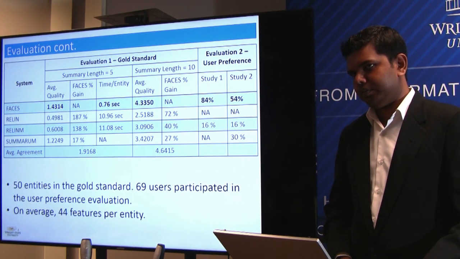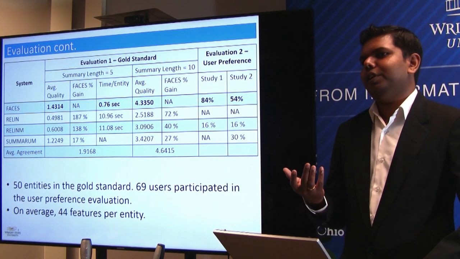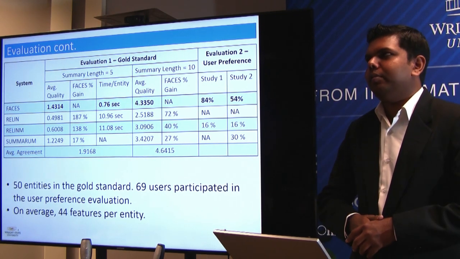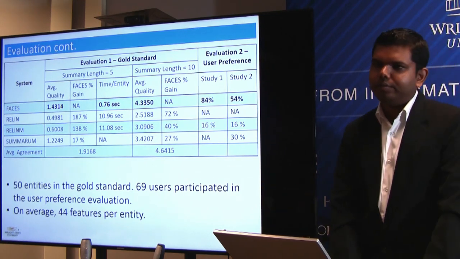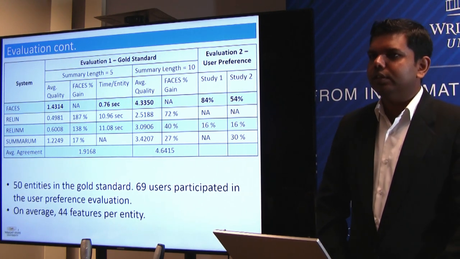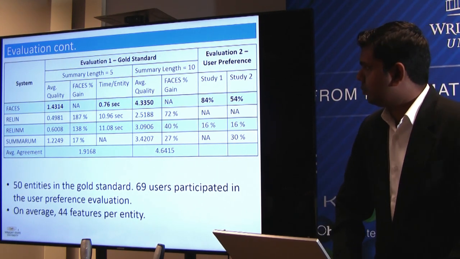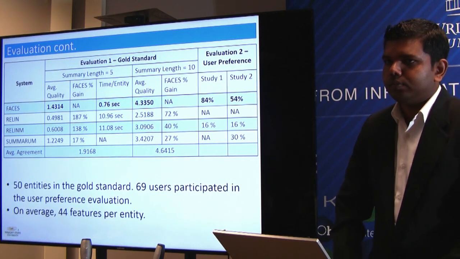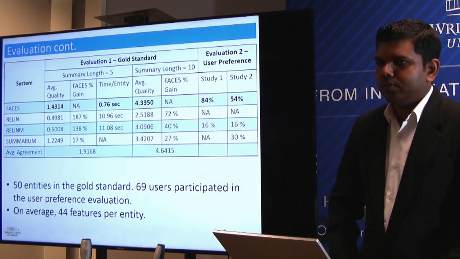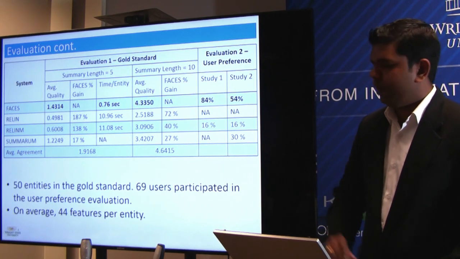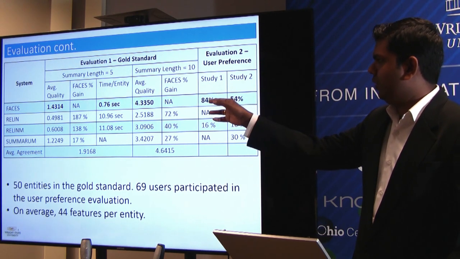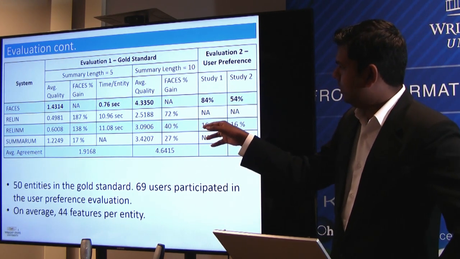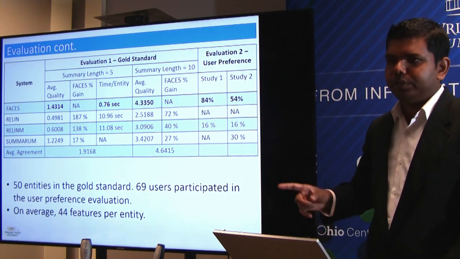So the summary answer here is just the feature value. Yes. Similar to what we get in Google search. But maybe they are using our preference, but we were not doing that part. For evaluation two, the average agreement is missing. In the first study we only did Faces and Raylene, and then in the second study we did all three systems.